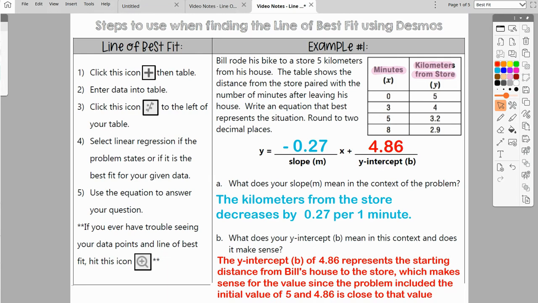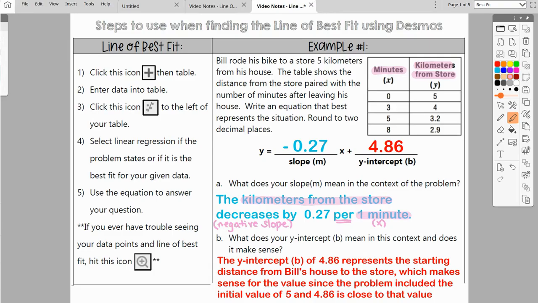So we always start the context slope statement with the y units. So that's why I said the kilometers from the store, because that's the y values in my table. Then I follow that by decrease if it's a negative slope, whereas if it was a positive value for a slope, we would put increase. By, and then we put the number. Then we always write per as our ratio number. And then we go ahead and write a 1 with the units for our x here. So that will kind of always be our format for context writing slope.